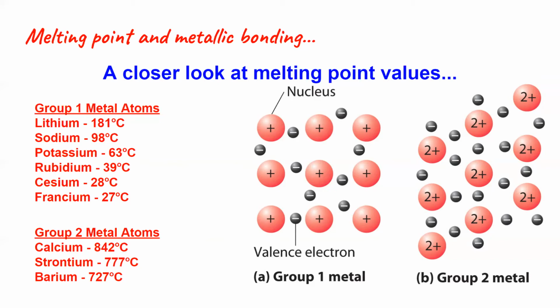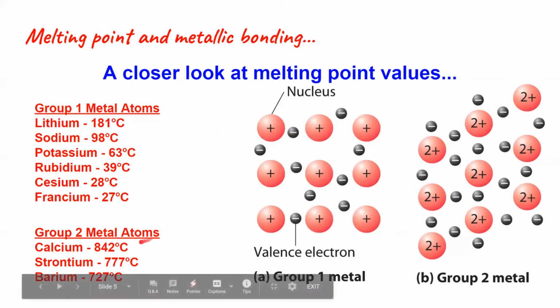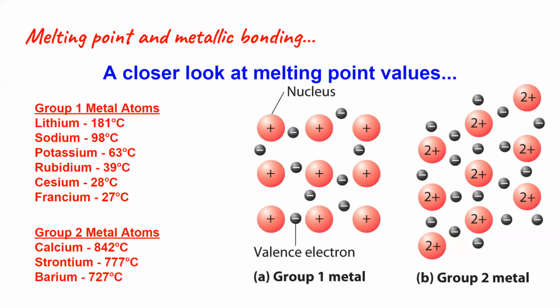So much more adhesive means harder to rip them apart, means much higher melting points. So we observe much higher melting points for group 2 elements compared to group 1 elements in the same period. If we compare potassium to calcium, we have 63 to 842, rubidium to strontium, and then finally cesium and barium. Okay, that wraps up everything that we're going to talk about in terms of metallic bonding.